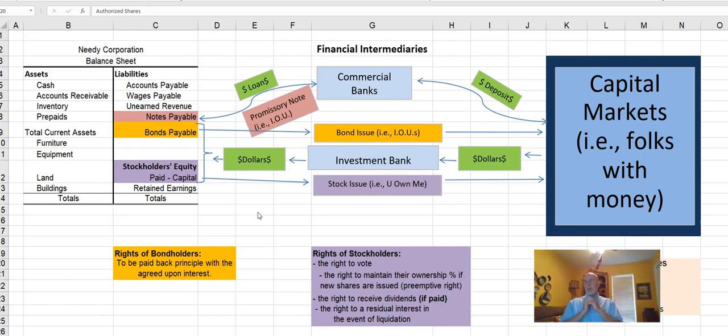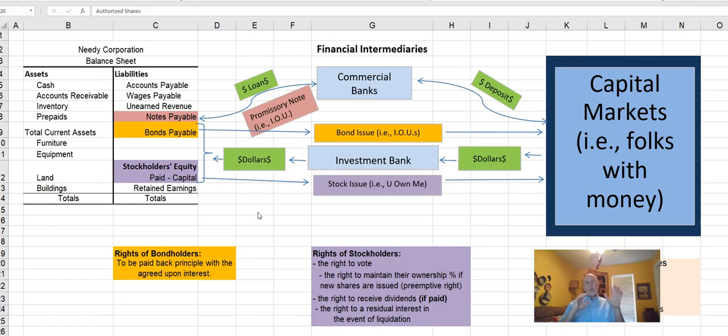So anyway, back in Chapter 7, we talked about how we might borrow money at the bank and sign a note to the bank, a promissory note. Or we might go through an investment bank and borrow money by issuing bonds straight to the capital markets. And so we talked about that in Chapter 7.